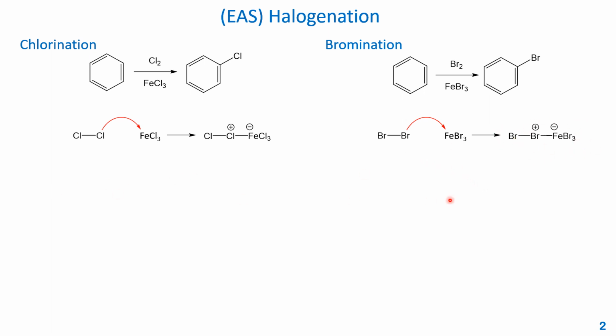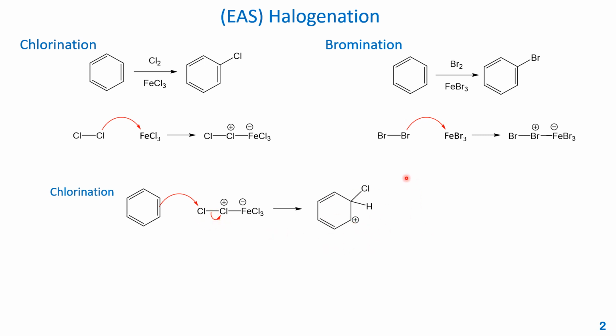Then the general steps we just talked about. For chlorination, the benzene will attack this chlorine because now this bond is very weak. So that's arrow pushing from the pi electrons to the chlorine, and breaking the chlorine-chlorine bond. The intermediate is the carbocation, and then a base can deprotonate this proton and push the electrons back to reform the aromatic product, chlorobenzene. For bromination, very similar.